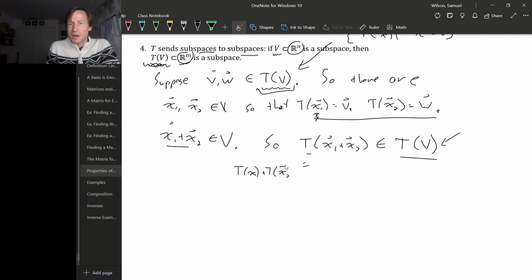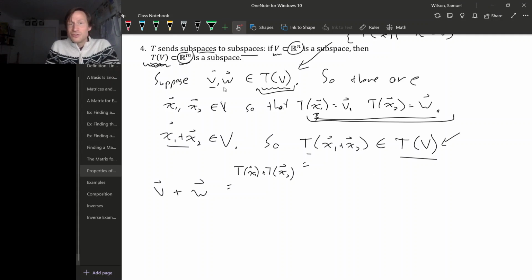That's the characteristic property of linear transformations. And so here we see that we started with, oh, and one last thing to say: T of x1, that's V, and T of x2, that's W. Right? That's what we set up here.